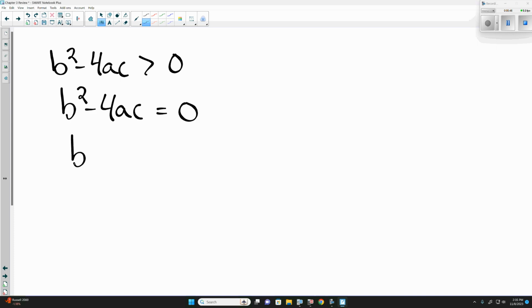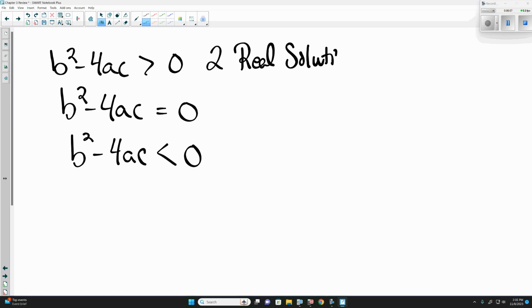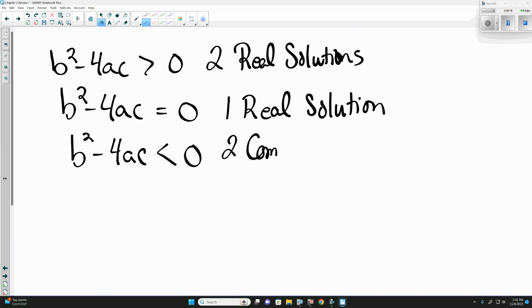Now, there's only 3 situations, or 3 values, that the discriminant can be. It's either greater than 0, it's positive, it's equal to 0, or it's less than 0. If it's positive, we have 2 real solutions. If it's equal to 0, we have 1 real solution. And if it's less than 0, we have 2 complex.